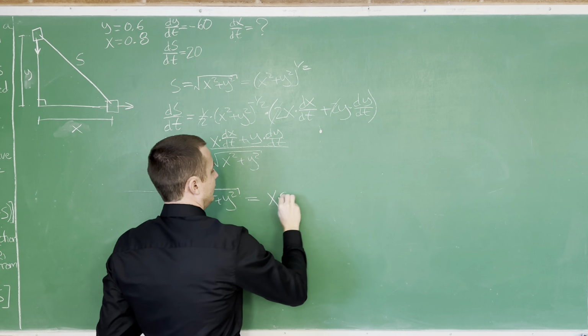Good? And now, just plug it in and see what we get. What's ds/dt? 20. So I've got parenthesis 20 minus 0.6 times negative 60, divided by 0.8, and it comes out to 70. So it was going faster. So our initial intuition was right.